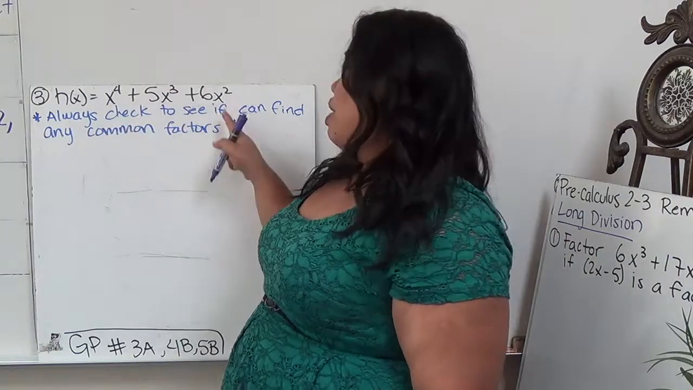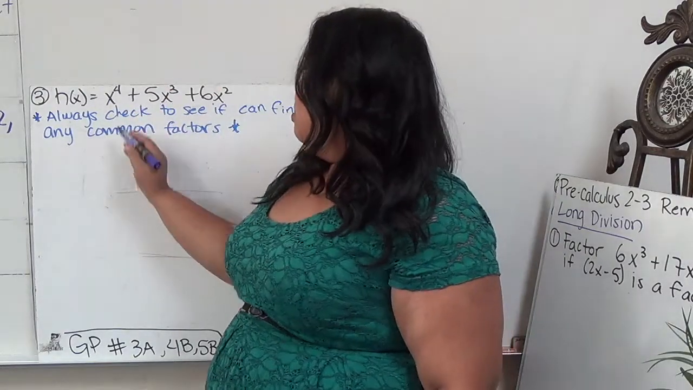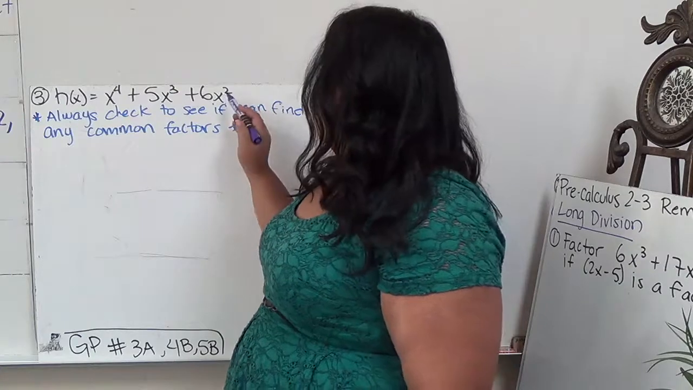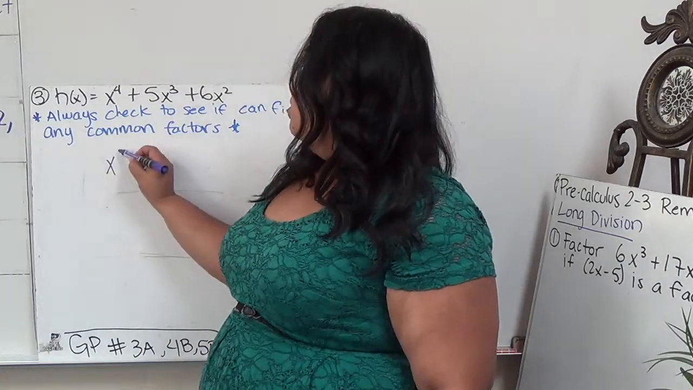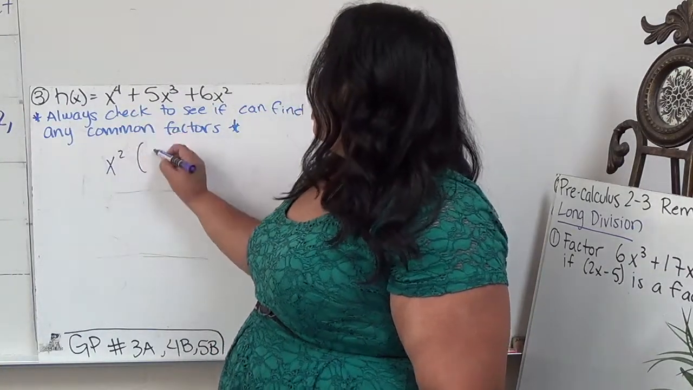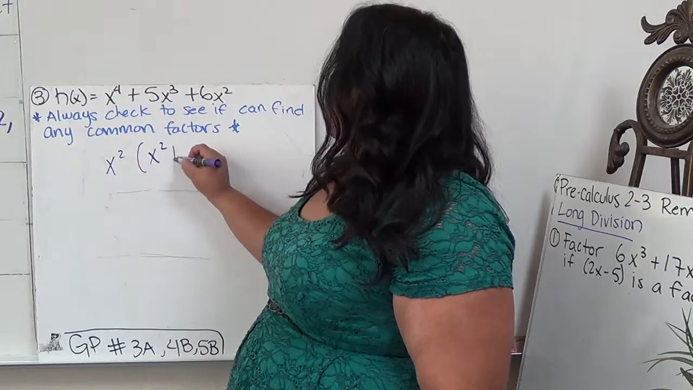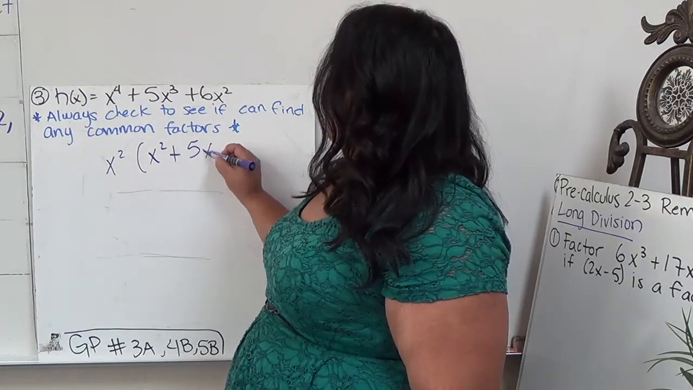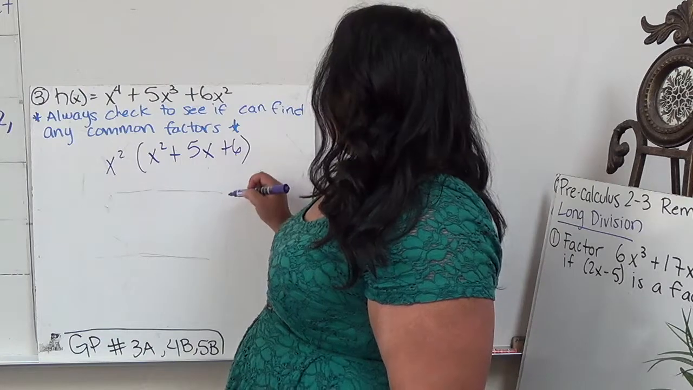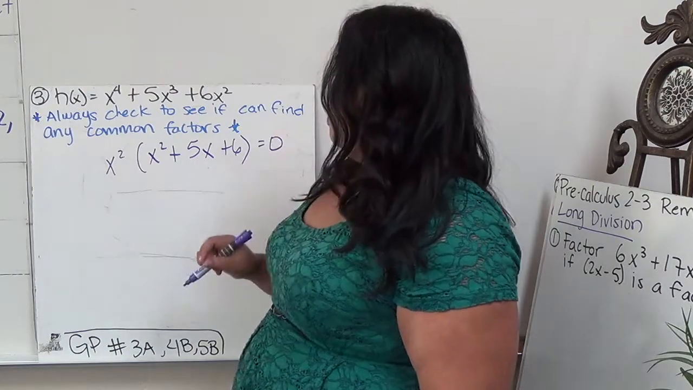Now the coefficients don't have a common factor, but my x's do. Not only can I take out one x, but I can take out at least an x squared, 2 x's, which would then give me x squared times the quantity x squared plus 5x plus 6, equals 0, because I'm trying to find the zeros.